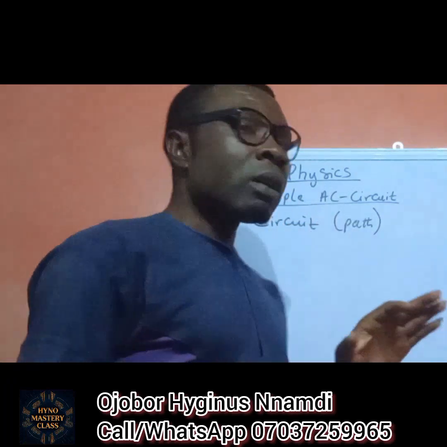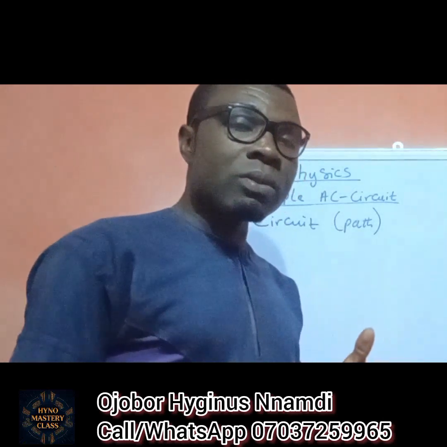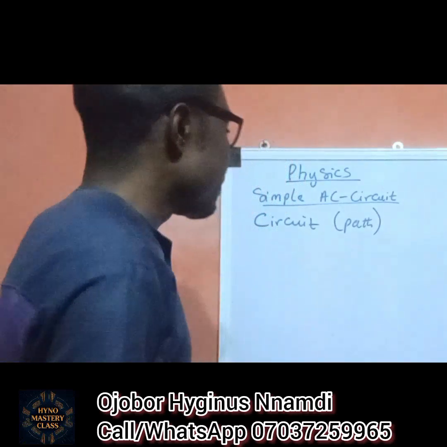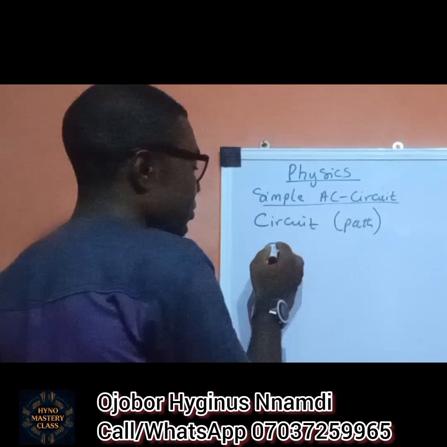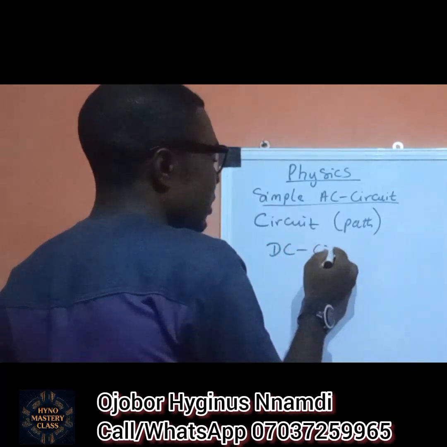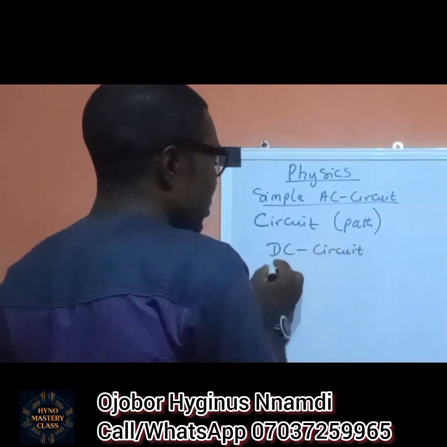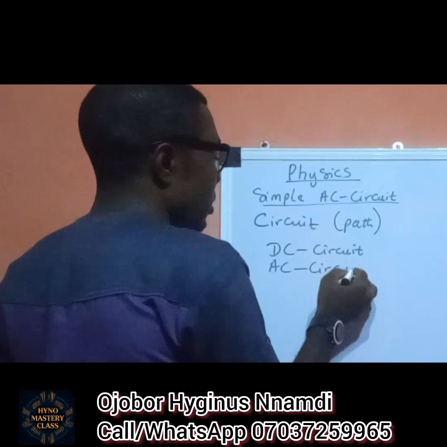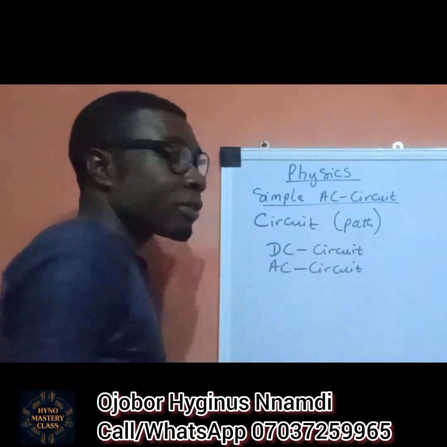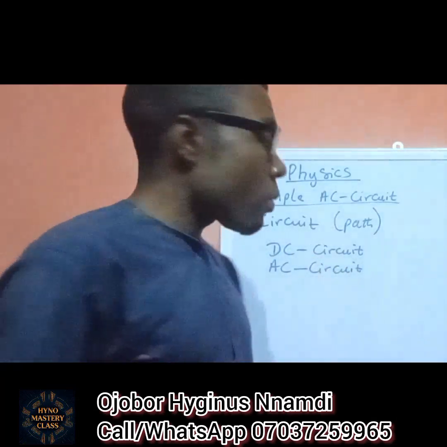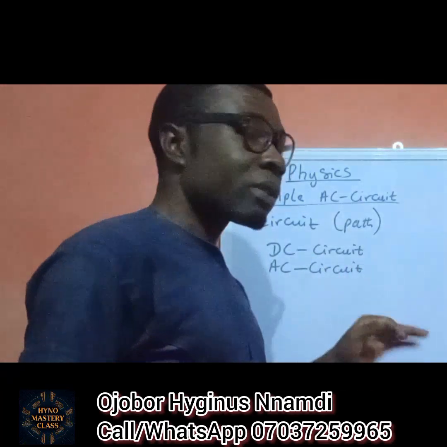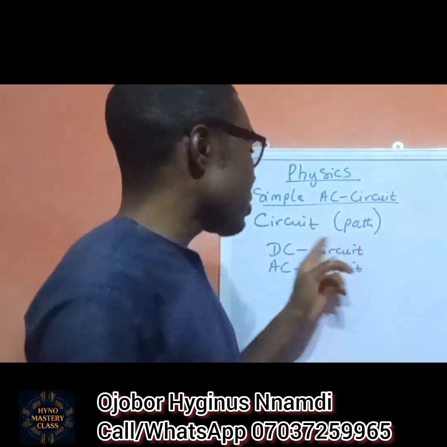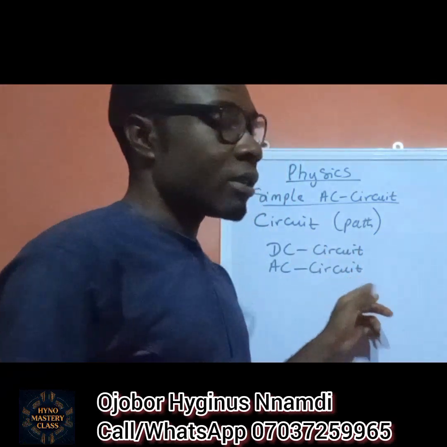We have two classes of circuits based on the type of current that flow through them. We have the DC circuits and the AC circuits. The DC circuit stands for direct current circuit, while AC circuit stands for alternating current circuit. Now, I want to give us an analogy to differentiate between DC circuit and AC circuit.